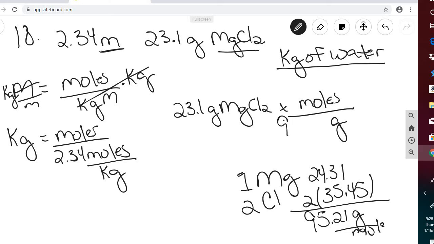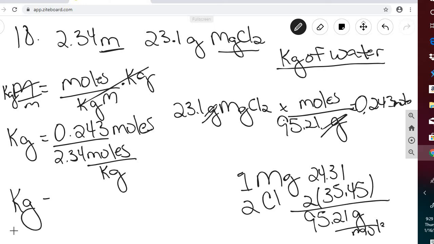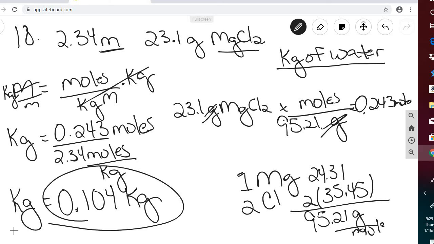Okay, so I'll put the 95.21 here. So the grams are going to cancel. And 23.1 divided by 95.21 will give us 0.243 moles. Okay, so now we can plug that into this formula here. 0.243 moles. So kilograms, if we do that math, 0.243 divided by 2.34 gives us 0.104 kilograms of water. Okay, so that's the answer to the question that we were asked, number 18.